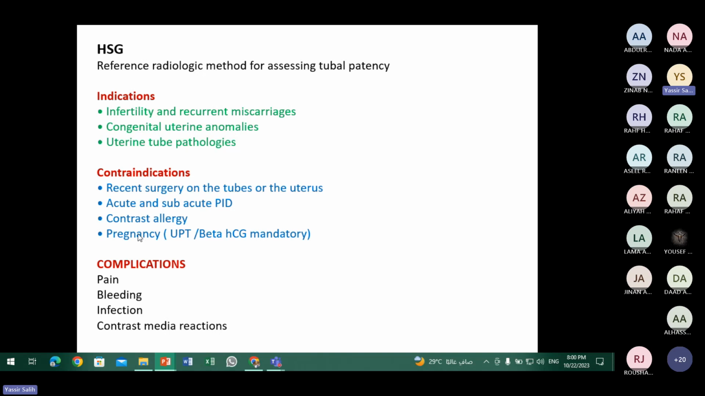So you have to exclude pregnancy by serum HCG or urine pregnancy test, and also you can do ultrasound. But this time is costly, and we may not yet have evidence of pregnancy by ultrasound. Therefore, we prefer to do HCG, especially the serum. Complications are very rare: pain, bleeding, very rare infection, and contrast reaction.